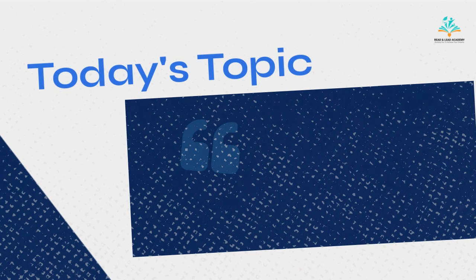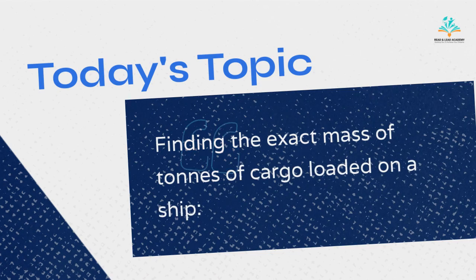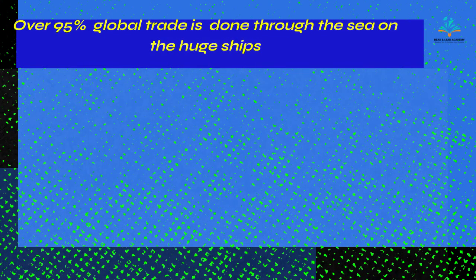Today we have a very interesting topic. This will definitely increase your knowledge as well as help you to apply the theoretical concepts in practical life. The topic under discussion today will be finding the exact mass of tons of cargo loaded on a ship. The shipping industry is very important, as over 95% of the global trade is done through the sea on ships. These ships can be ultra-huge.